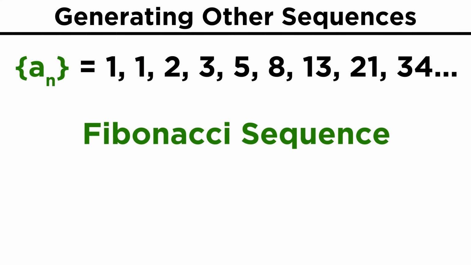There are also sequences that are derived not from an expression like this, but exclusively from the previous terms in the sequence. A famous one of these is called the Fibonacci sequence. This one starts with a 1, and then another 1, and then every term after that is the sum of the previous 2. 1 and 1 is 2. 1 and 2 is 3. 2 and 3 is 5. 3 and 5 is 8. We continue in this manner to get 13, 21, 34, and so on, towards infinity.